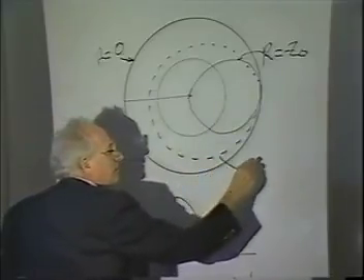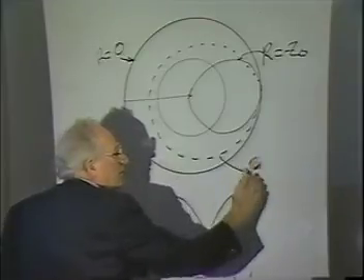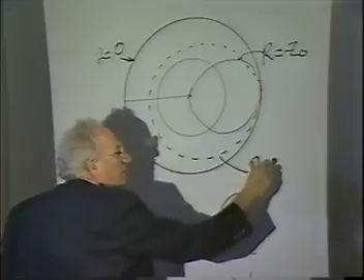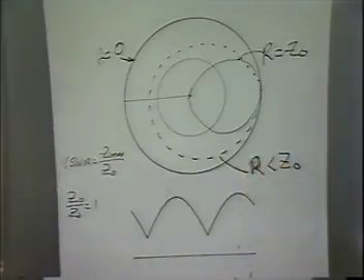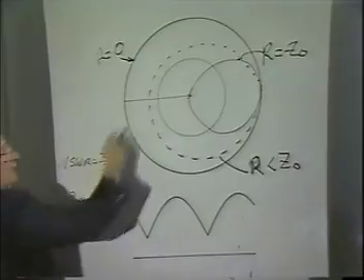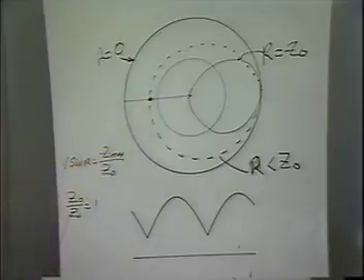Right? It's going to be some value of R less than Z0. Why? Because it crosses wherever it crosses here. If this is 10 ohms, every place on that is 10 ohms, right?